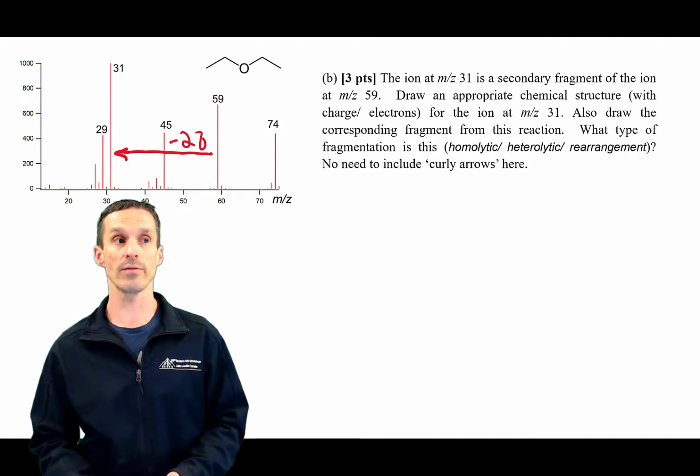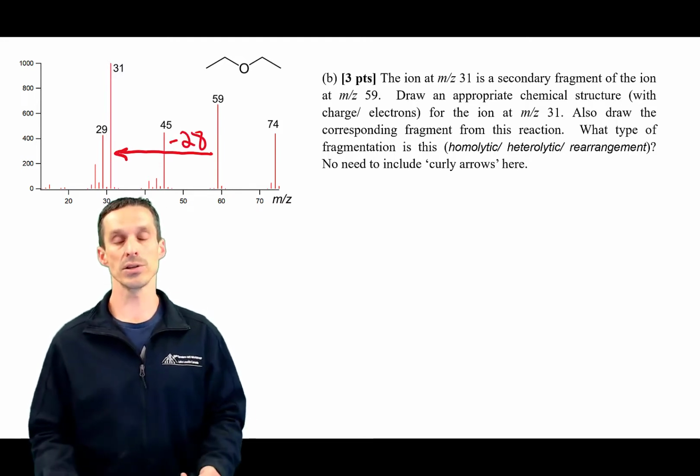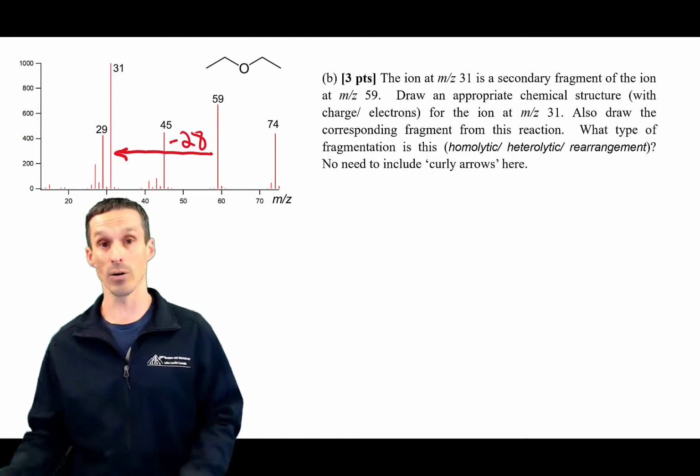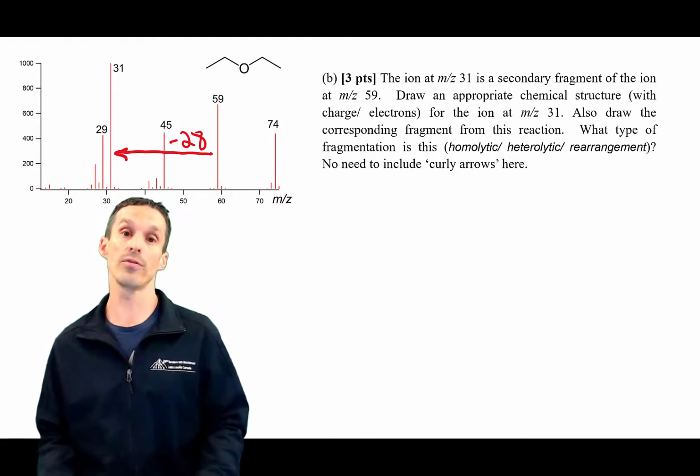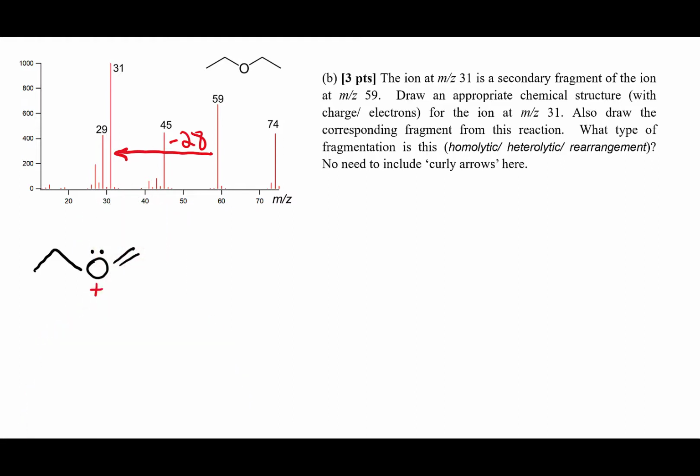So we already drew that from the previous question. Just to see what we're talking about, we go from 59 down to 31, therefore there has to be a loss of 28. So here's the fragment for m/z 59. And all I know right now is that we've lost 28 and produced 31. Now, where does 28 come from?